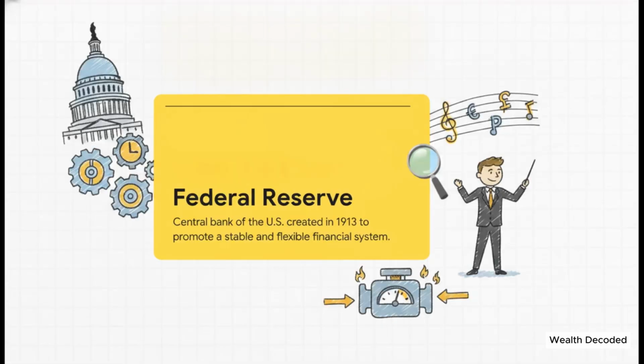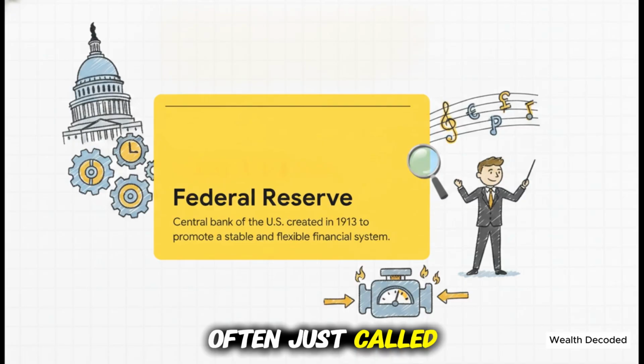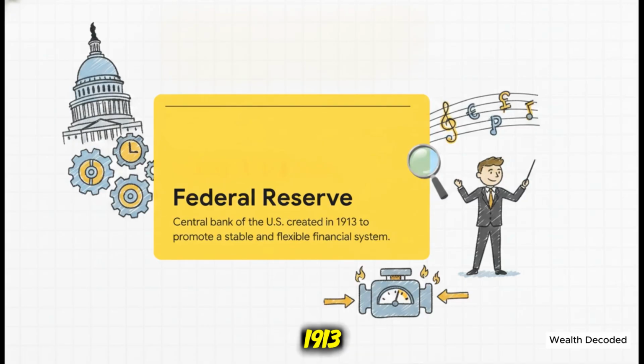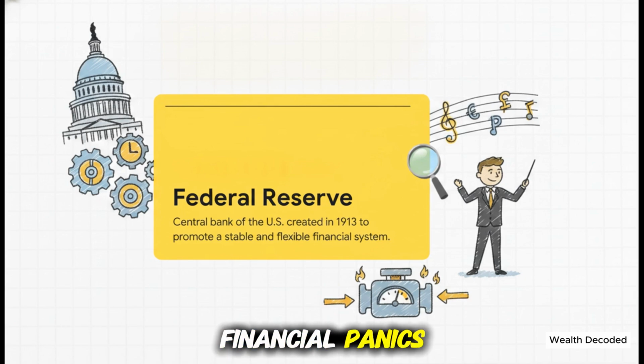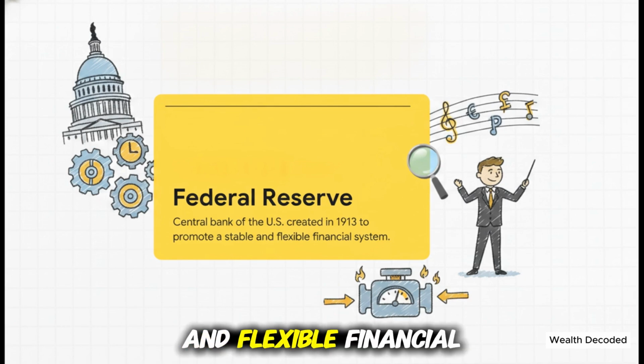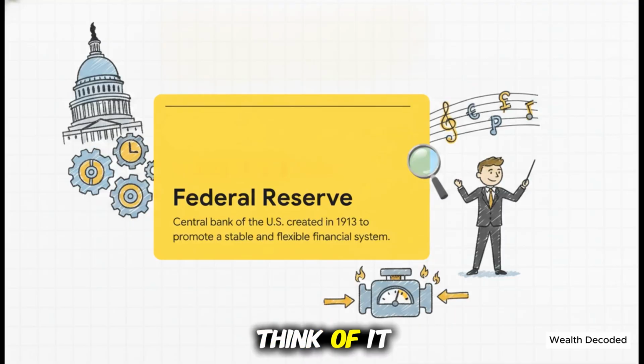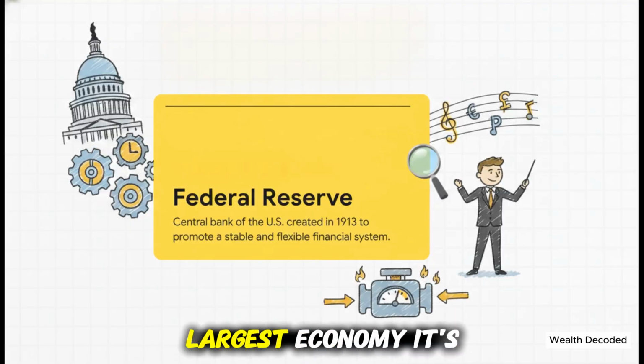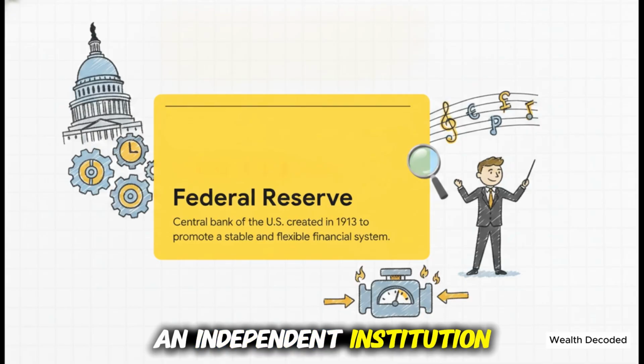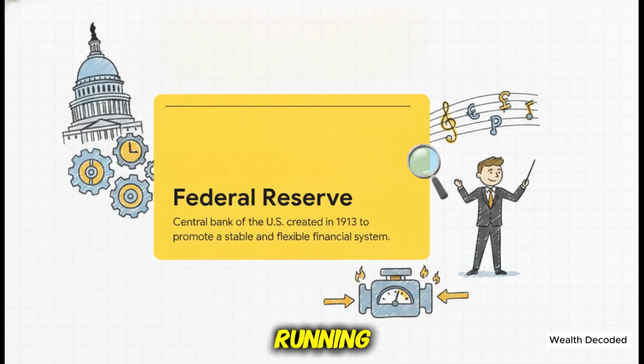to that room. Before we get into the mechanics of how it all works, let's define exactly what we're looking at. The Federal Reserve, often just called the Fed, is the central bank of the United States. It was created way back in 1913 in response to financial panics, and its goal is to promote a stable and flexible financial system. Think of it as the orchestrator of the world's largest economy. It's an independent institution tasked with keeping the economic engine running smoothly without overheating or stalling out.